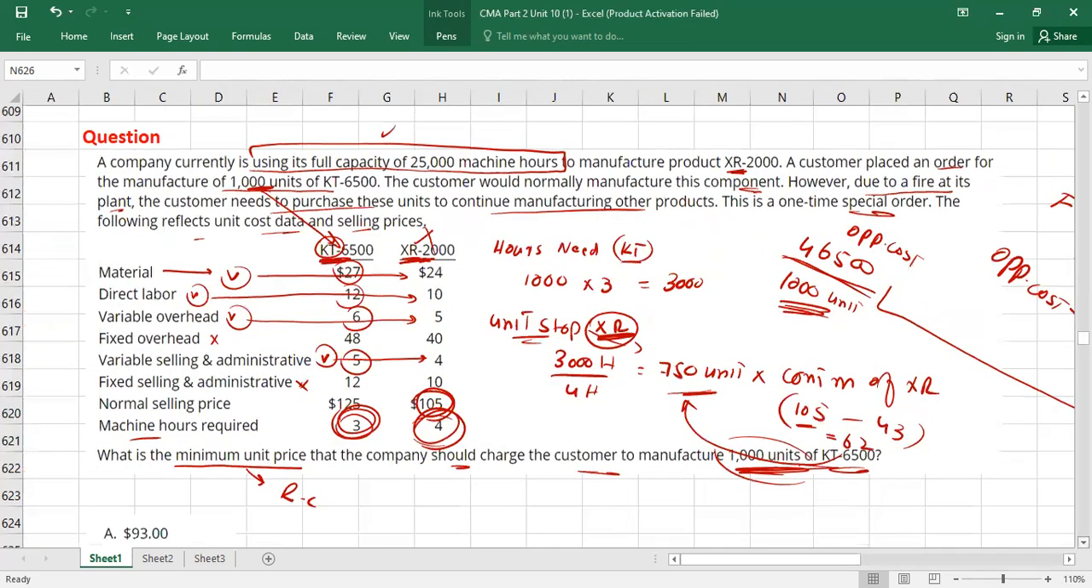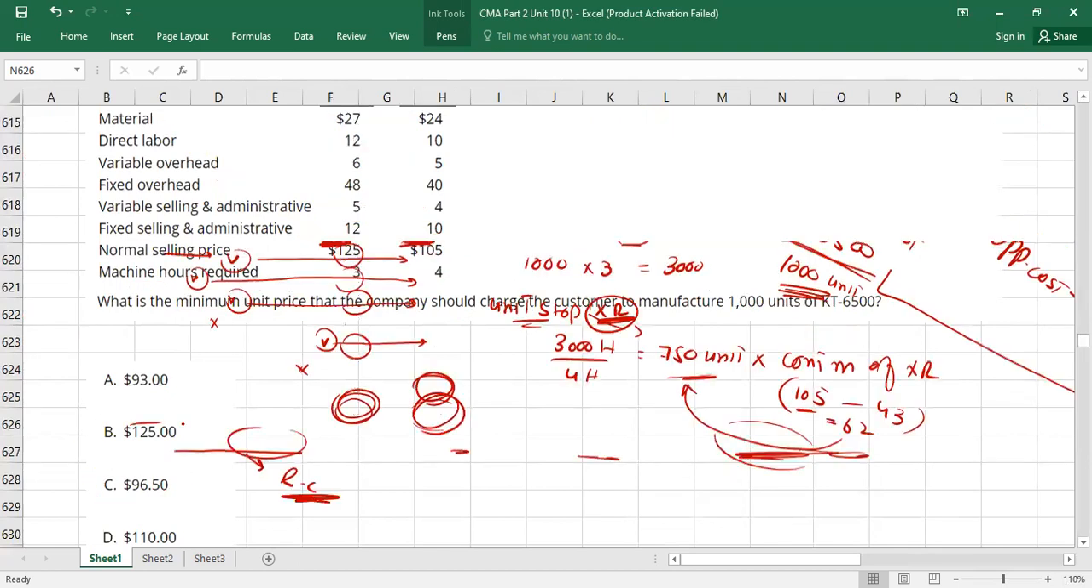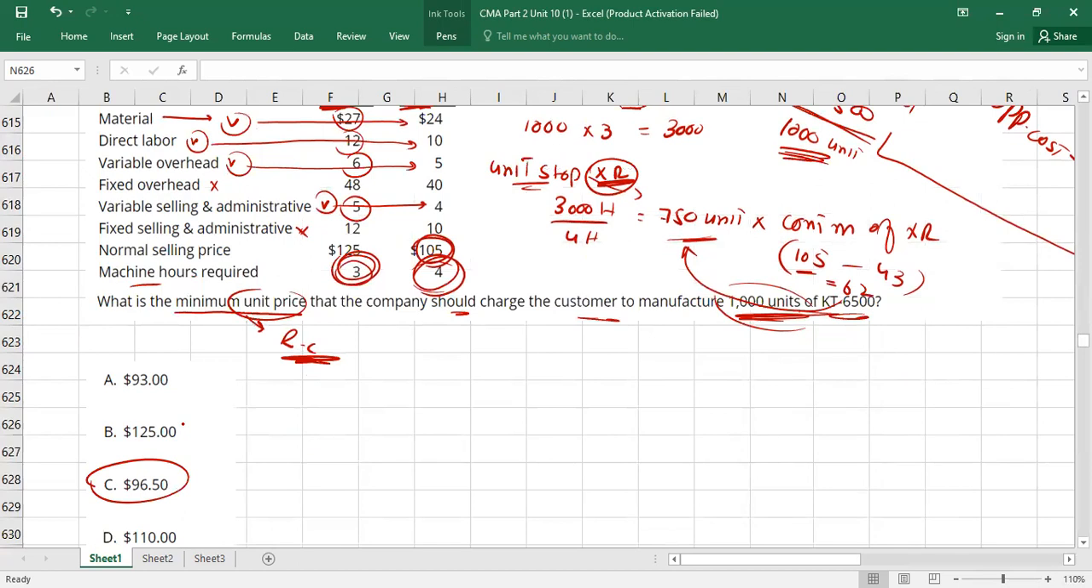Here we go. What is the question? He's asking for the minimum unit price, so it should be the relevant cost. Relevant cost is how much? 96.50. This is how, guys, the question will be tested. Questions are a little bit tricky. Please, you need to go through them properly. Understood, guys? Thank you so much.